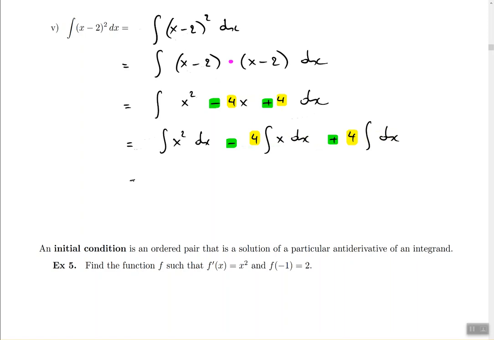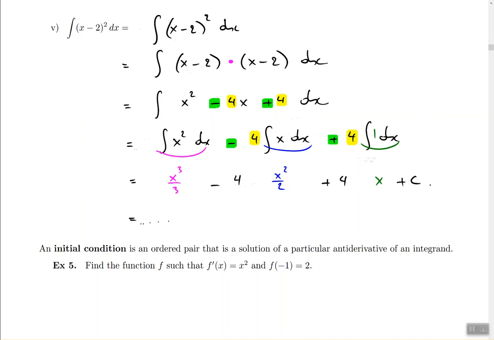So this next step is the power rule for the first one, x cubed over 3. The next one is going to be a 4 on the outside, and then the antiderivative for x, which is x squared over 2. And then finally, the third one is going to be, again, a 4 on the outside with the antiderivative of nothing. That means there's a 1. So that becomes a regular old x. And then we have the plus c.